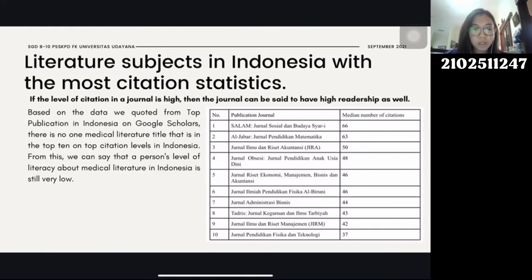Here's the table we got from the statistics on Google Scholar. As you can see from the table beside, these are the data we quoted from the top publications in Indonesia on Google Scholar. There is no medical literature title in the top 10 on top citation level in Indonesia. From this, we can say that a person's level of literacy about medical literature in Indonesia is still very low.